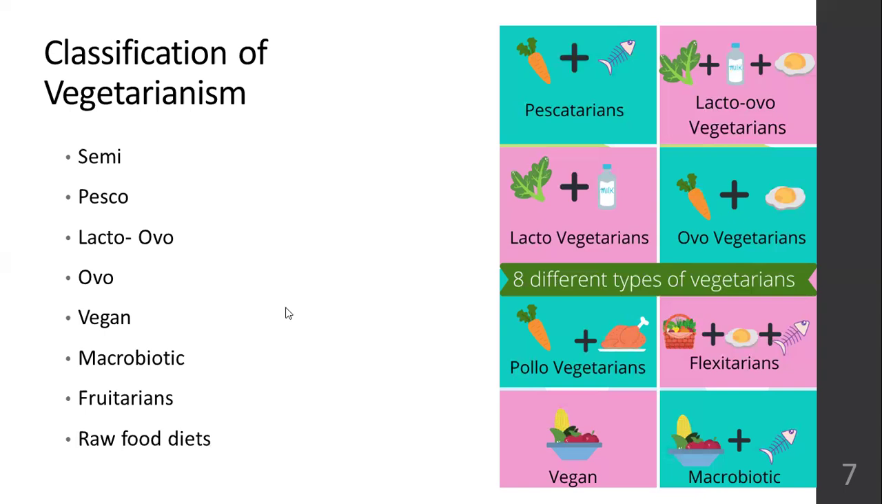Then raw food diets, that is another form in which they will not eat any cooked food, only raw food. Fruitarians can still bake something, but raw food dieters will not eat anything that is cooked. So they suffer from a lot of fat deficiency, rhinoderma, etc. These kinds of deficiencies will be seen.